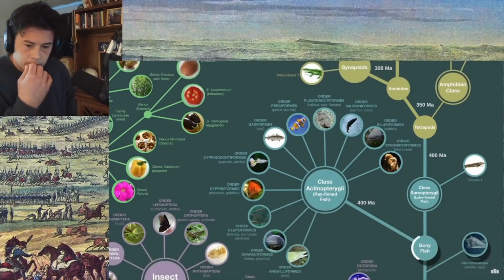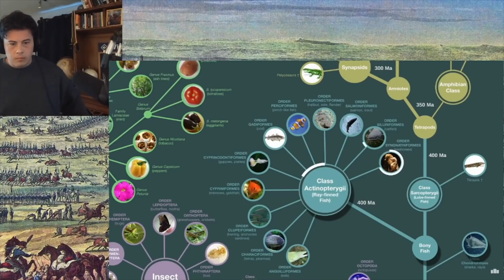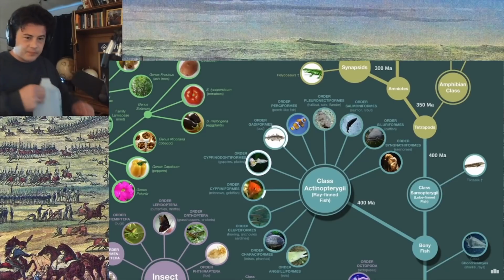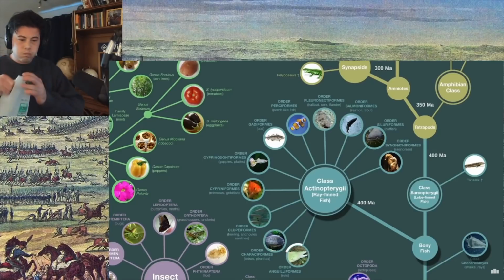Bony fish can be divided into two main categories. Most fish are ray-finned fish. These include all the familiar types of aquarium fish, such as tetras, guppies, and goldfish, and also all the fish that humans tend to eat, like cod, halibut, and salmon.